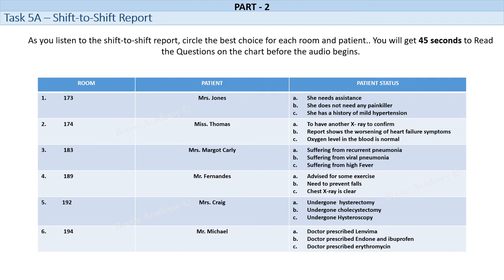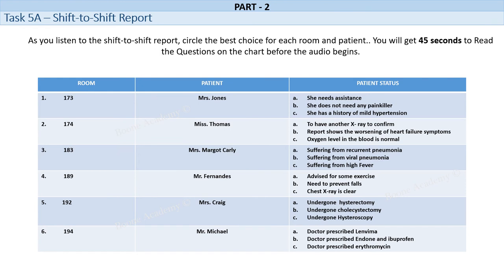That activity will actually help to decrease her pain. Next and the last, room 194, Mr. Michael was admitted to the emergency department at 8 p.m. yesterday night. He was suffering from severe abdominal pain. He had an MRI scan which showed that he has two large kidney stones.